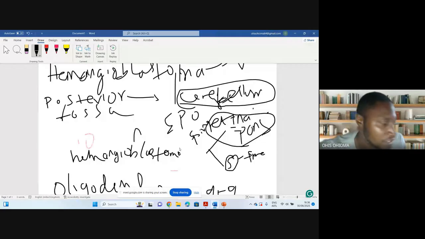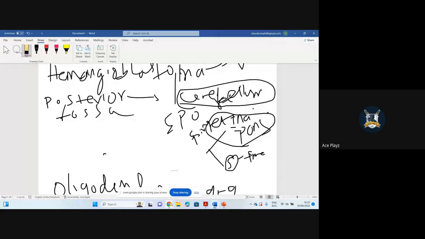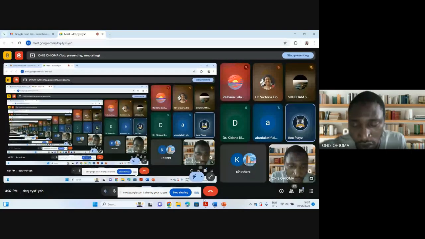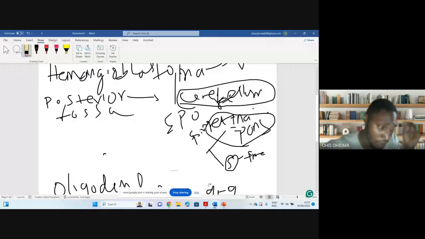So what's the high yield thing you need to know about hemangioblastoma? I think the high yield thing you need to know here is the association. So what is it associated with? What's the commonest association of a hemangioblastoma? Can anyone help out? Yes, the VHL. VHL syndrome is the commonest association of the hemangioblastoma.